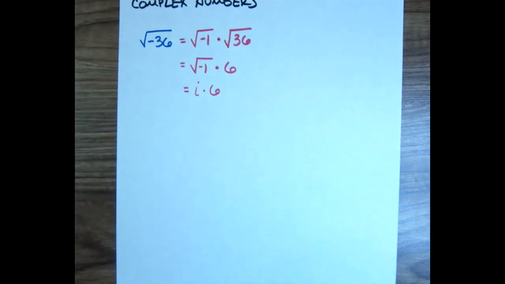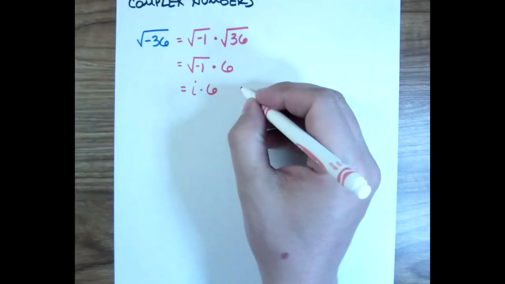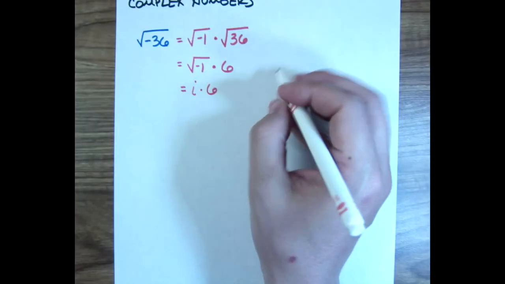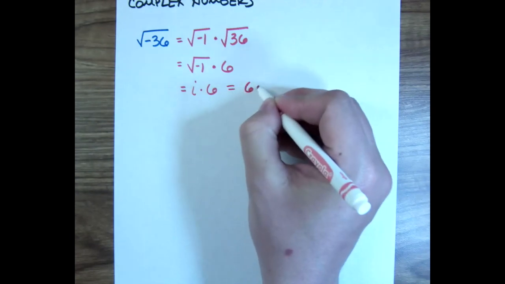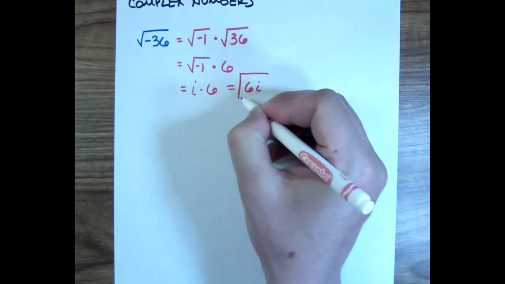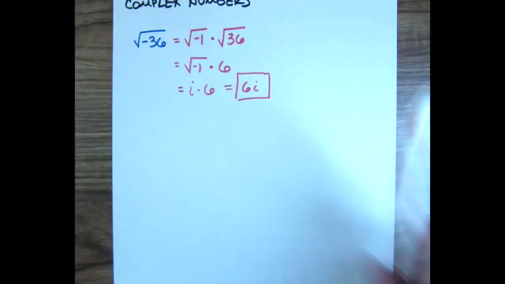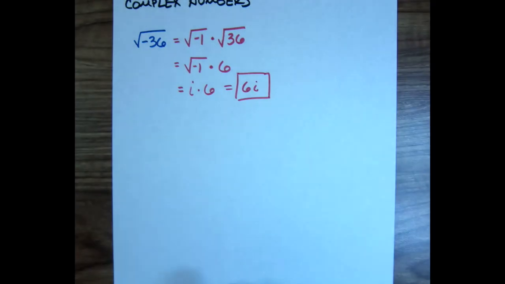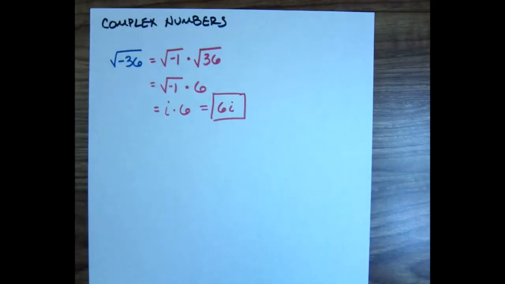Is that it? Yeah, the calculator says error. The calculator's not going to save you. i times 6 is fine, so is 6i. Thus, it is now possible for you to do the square roots of negatives. I know. Well, this is literally the first one, so calm down, it's coming.